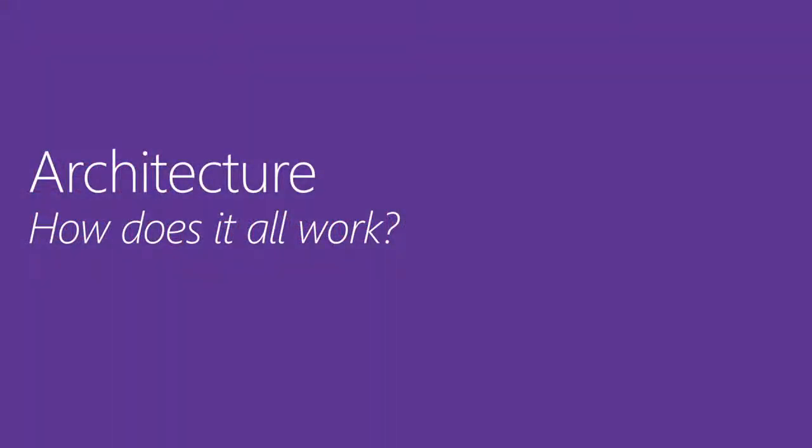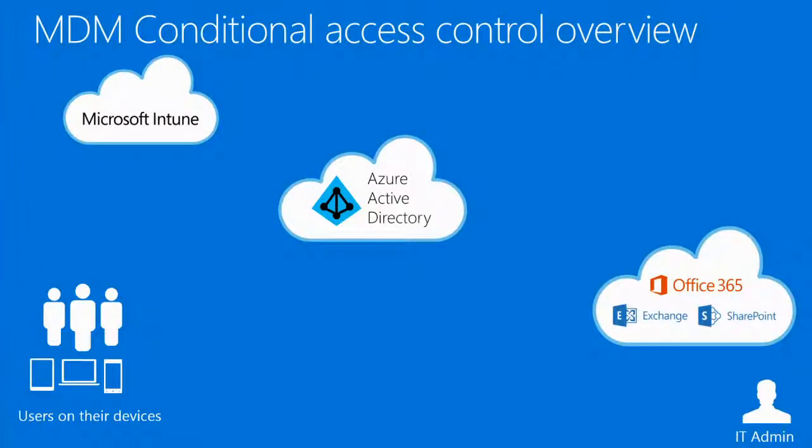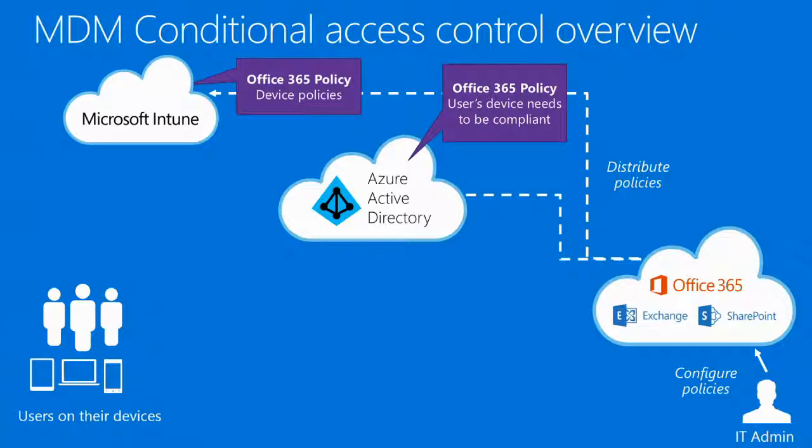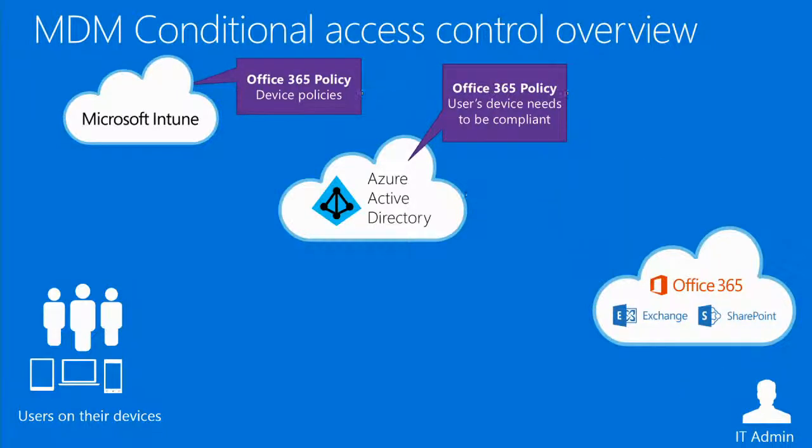All right, how does it work? We promised a pretty diagram. We have a pretty diagram. So, Office 365, Azure Active Directory in the middle, and Windows Intune. It starts with the IT admin. The IT admin configures a policy, and you saw me do that in the Compliance Center. Those policies then get distributed to Azure Active Directory and Intune. Azure Active Directory needs to know which users need to be compliant. Intune needs to know what policies need to be sent down to the device. So they're the things that are sent to those 2 areas.